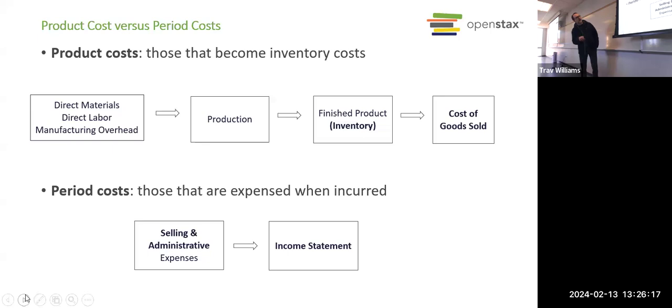I already told you that once we sell the product, then we have cost of goods sold, which is an expense. Period costs are all considered selling and administrative. They will be on the income statement, but they'll be further down.